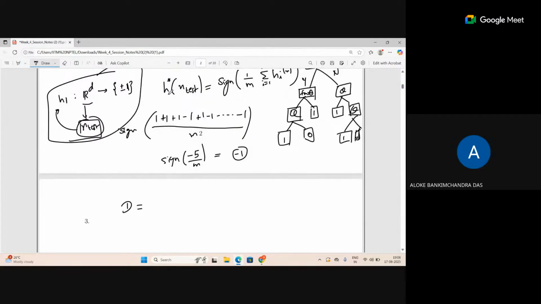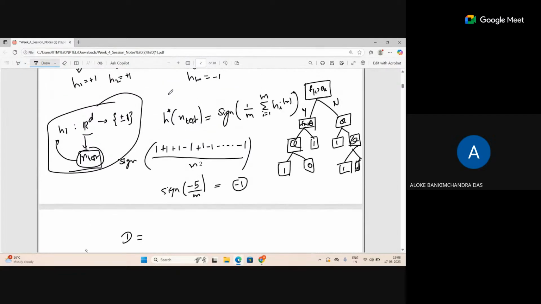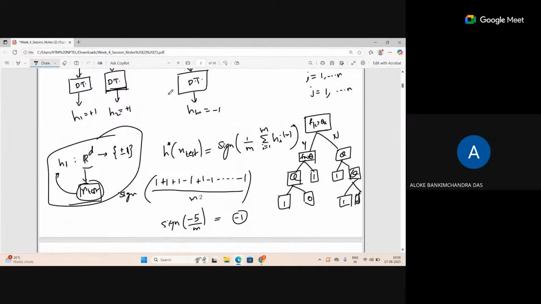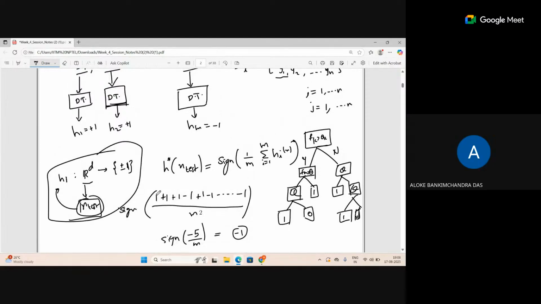Yeah, okay. Here you are saying that this is basically the sign of 1 by n of h1. So this is basically whatever plus or minus you get. The sign, plus or minus, is what the h is, correct. And this is my final prediction for X test.